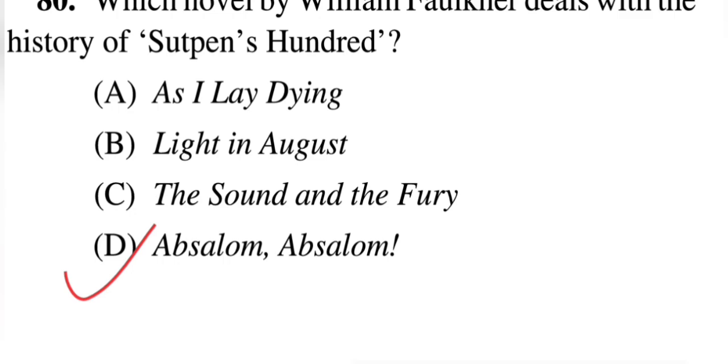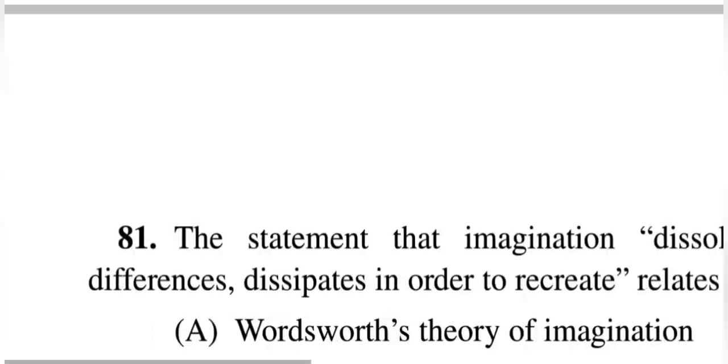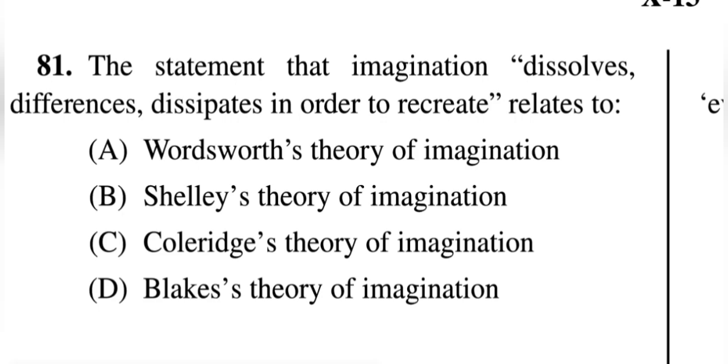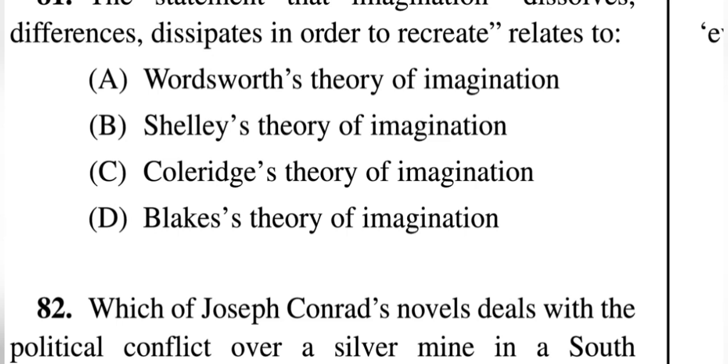So go through it. Next, 81, it says, the statement that imagination dissolves, diffuses, dissipates in order to recreate relates to what? Let me repeat it. The statement that imagination dissolves, diffuses, dissipates in order to recreate relates to what? Wordsworth's theory of imagination, Shelley's theory of imagination, Coleridge's theory of imagination, Blake's theory of imagination. Got it? 81. Correct answer is number C, that is Coleridge's theory of imagination. This is very important, please remember. And if you want to know further about it, then you must do deep study.